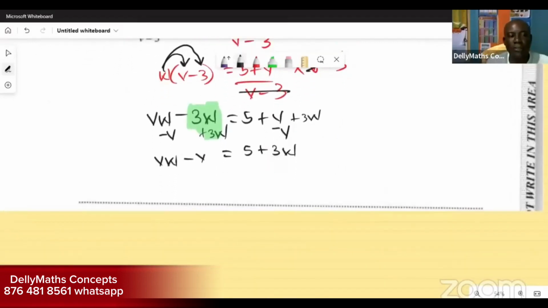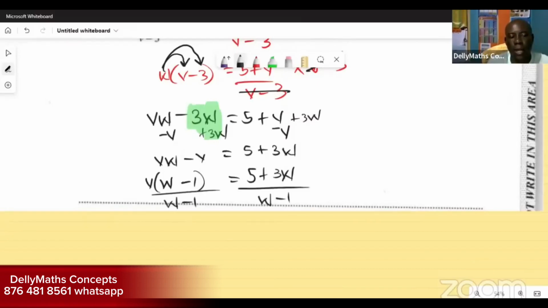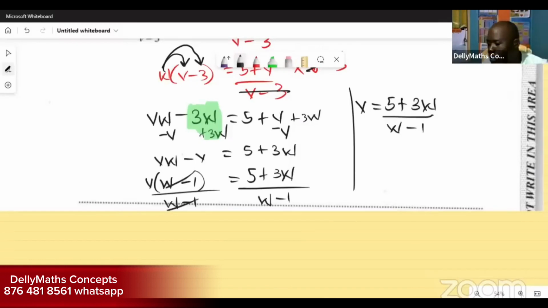The final step now, I'm going to factorize V because V is what I want to be the subject. So if I factorize out the V using the highest common factor, I'll have W minus 1. Finally, 5 plus 3W. I'm going to divide by W minus 1. Let me write my final answer here. So when this cancels, I'll have V, which is equal to 5 plus 3W, or you could say 3W plus 5 if you want, all over W minus 1. So there it is. We would have gotten that response.